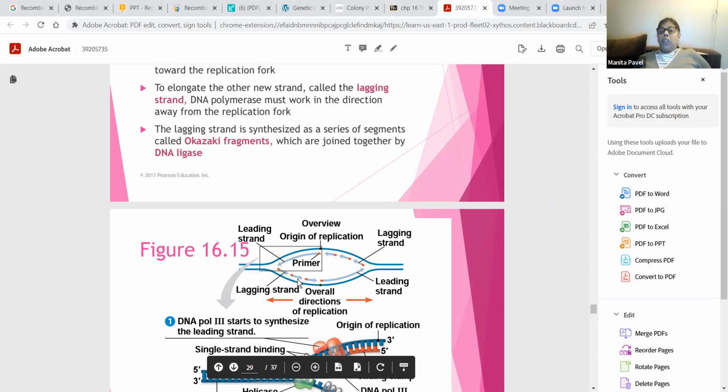Now, what does this lagging strand contain? It's not a continuous strand. This lagging strand has these segments. So the lagging strand will contain these Okazaki fragments, which are joined together by DNA ligase. Remember, DNA ligase is going to anneal it, going to coil it back. So DNA ligase is going to join all these fragments or segments on the lagging strand.